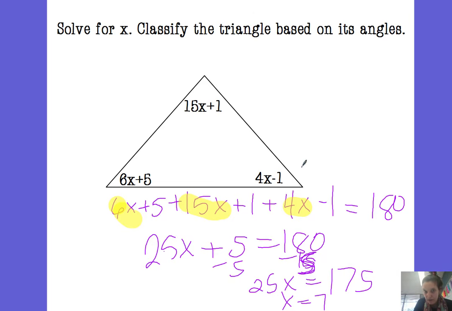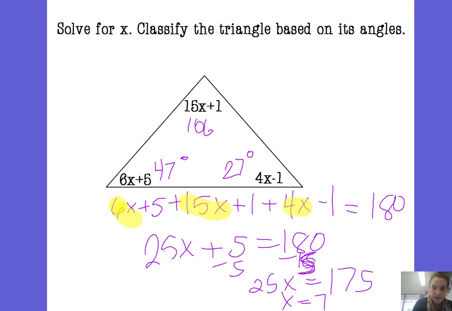So now what I can do is plug 7 back in for x. 4 times 7 is 28, minus 1 is 27 degrees. 6 times 7 is 42. 42 plus 5 is 47 degrees. And then 15 times 7 plus 1 is 106.